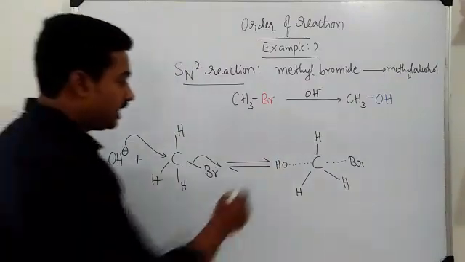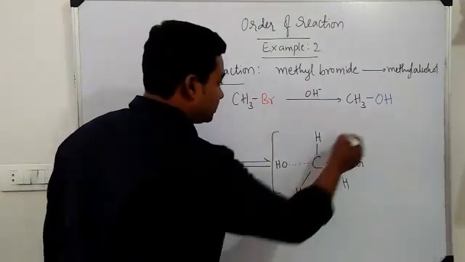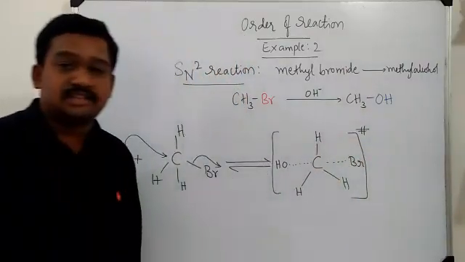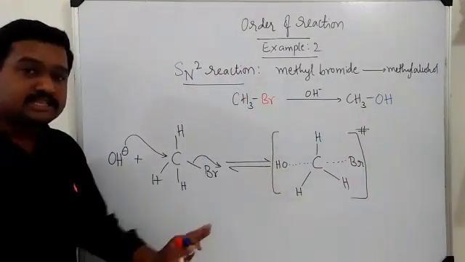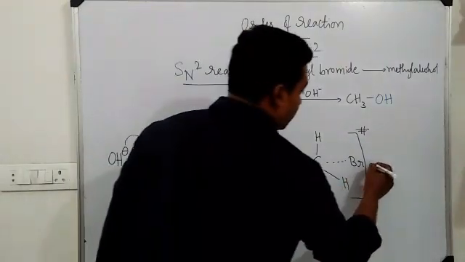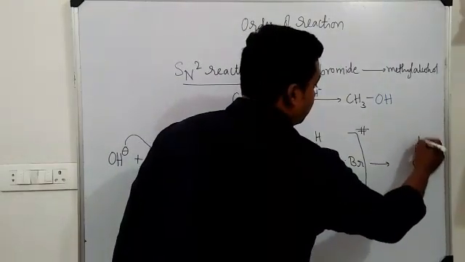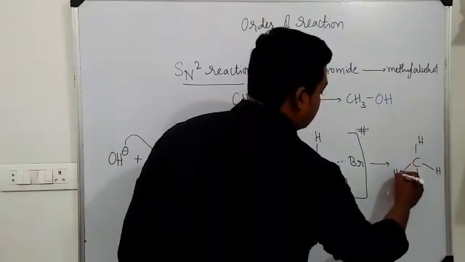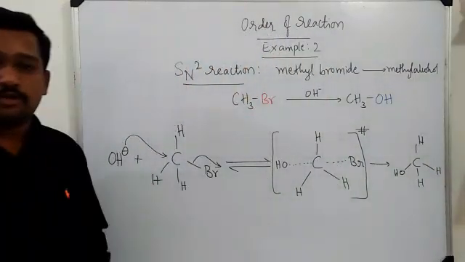OH and carbon, and we call this an unstable state. This is an unstable state, the transition state. From this transition state we get the final product, that is C with the 3 hydrogens and OH. Br minus has left the molecule.